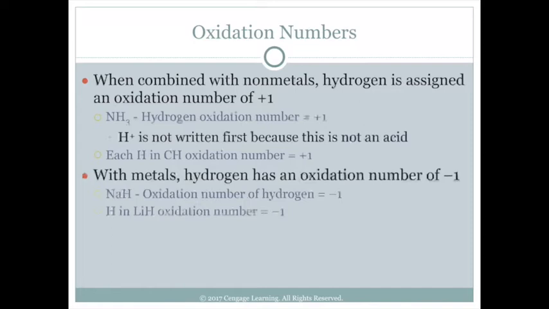Okay, hydrogen, when it's combined with a metal, has a -1 oxidation number. And when it's combined with a non-metal, it has a +1 oxidation number. So the way I remember this is metals are usually positive. And if I'm going to pair hydrogen with a positive, it has to be a negative. So I think -1, okay? And then non-metals are usually negative. So if I'm going to pair hydrogen with the non-metals, then it needs to be a +1. So that's kind of how I remember those two.